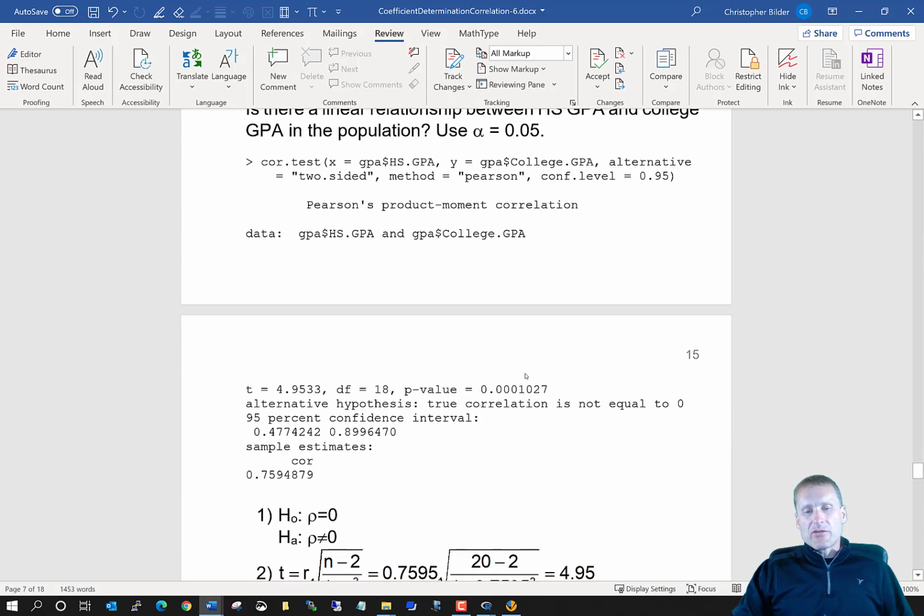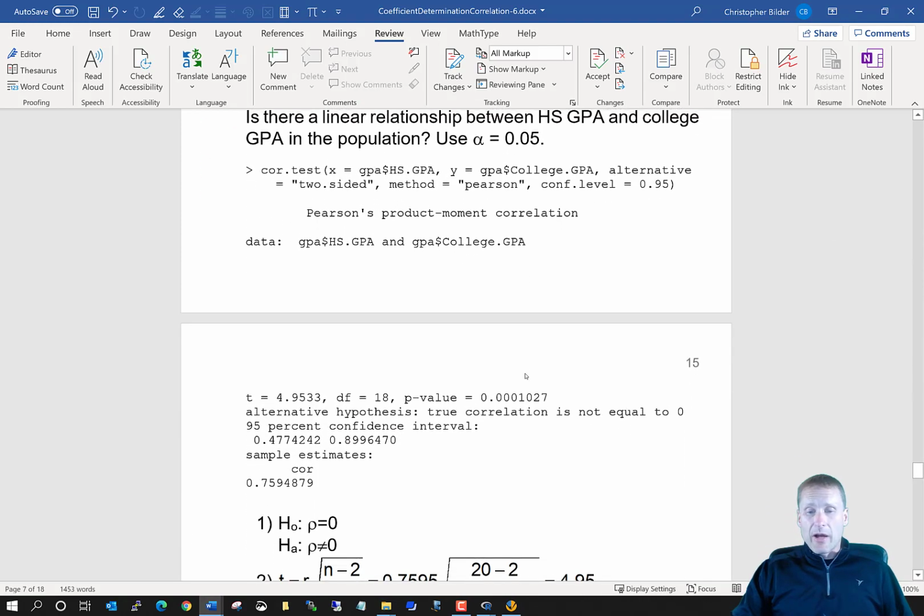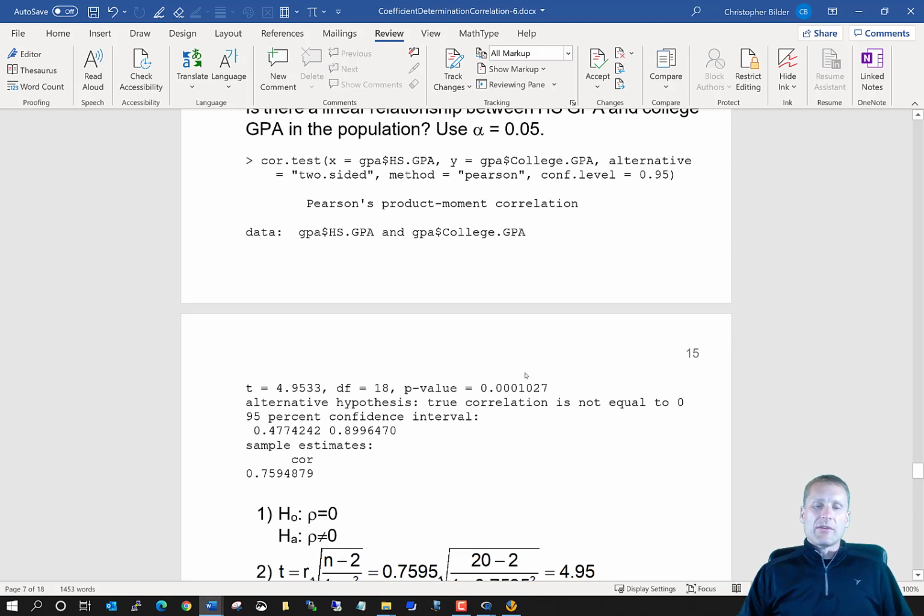Okay, so now let's do a hypothesis test. Is there a linear relationship between high school and college GPA in the population? We're going to use alpha 0.05. To do this test really easily, there's a function in R called cor.test. X argument, high school GPA. Y argument, college GPA. We're going to do a two-sided test here.